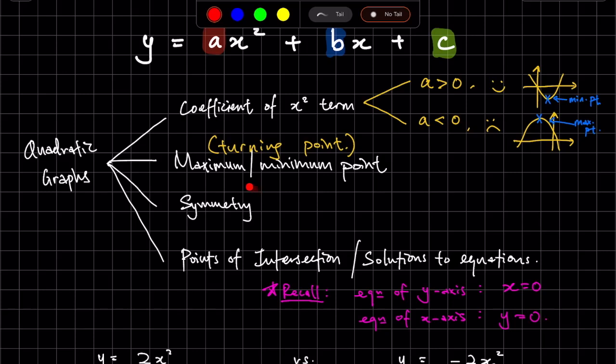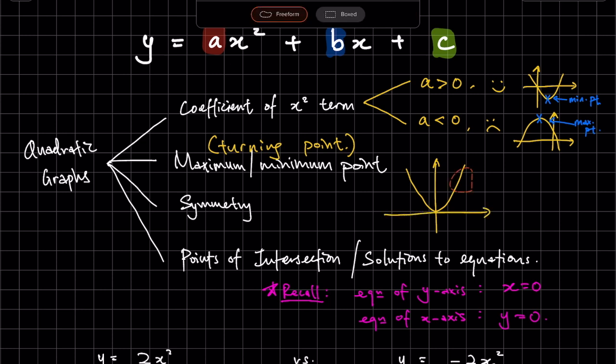Okay, next concept we're going to talk about is symmetry, right? Again, I'm going to sketch it out. Maybe I sketch out something like this. So I'm gonna work with this very, very perfect quadratic curve. This very perfect quadratic curve is just because the turning point is at the origin, and this is y equals x squared.